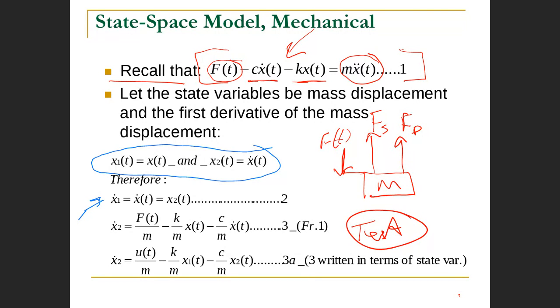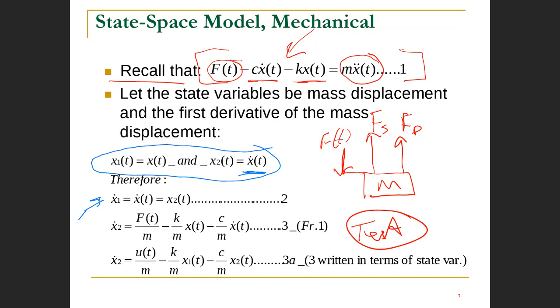Okay. So x1 of t, the first state variable, is x of t. And remember, x of t is the mass displacement. And our second state variable is the first derivative of the system output, which we know is the mass displacement. Therefore, we're differentiating x of t, and by so doing, we have x dot of t.